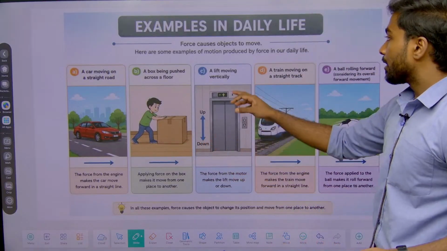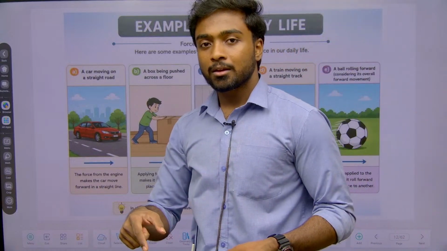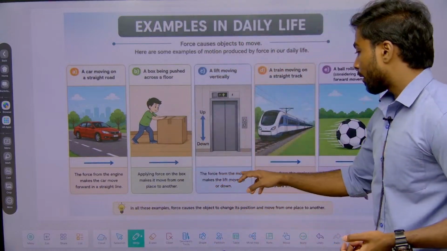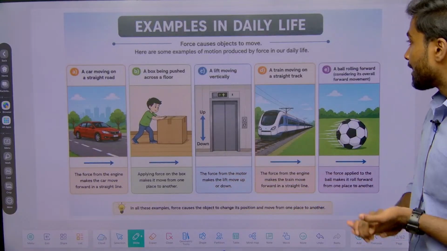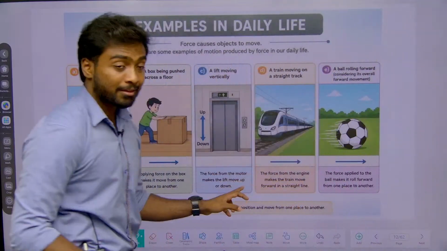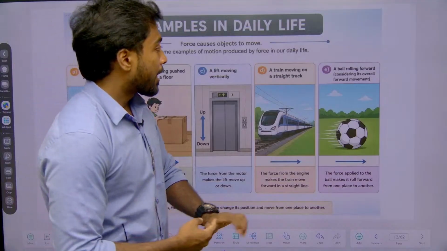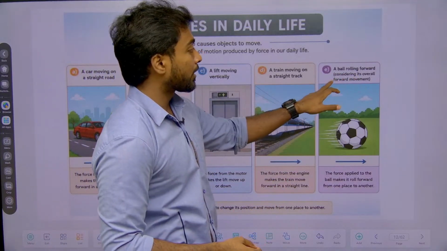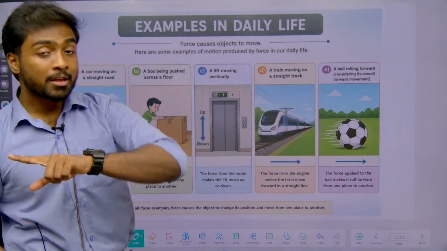And a lift is moving vertically upward or downwards, because the force from the motor makes the lift move up or down. And the train moving on a straight track: the force from the engine makes the train move in a forward direction in a straight line. And a ball is rolling forward, considering it as overall forward movement, only forward movement we are considering here.